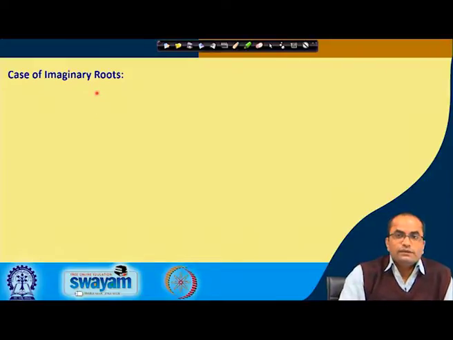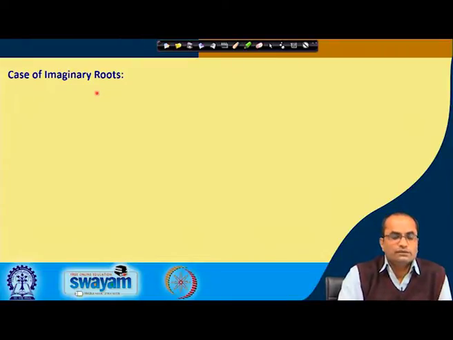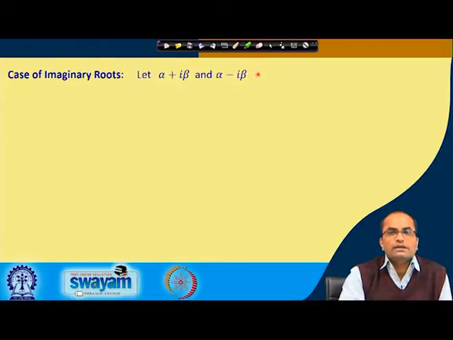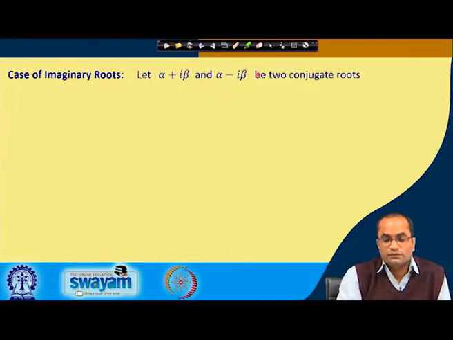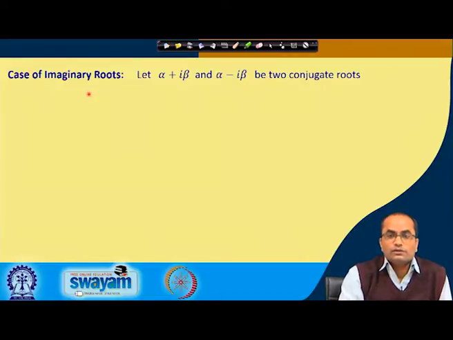Case of the imaginary root. We have discussed already the real roots, the real distinct and also real repeated. In the case of the imaginary root, we have the same idea. We assume that alpha plus i beta and alpha minus i beta are the roots of the given auxiliary equation.